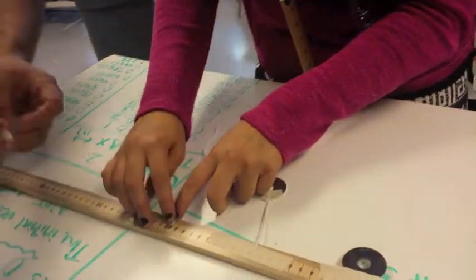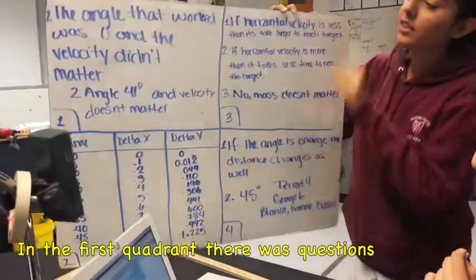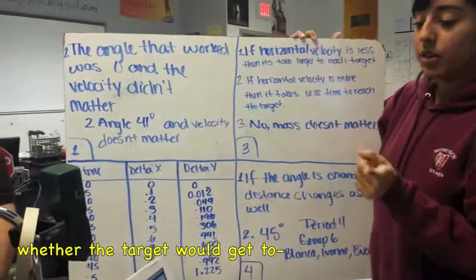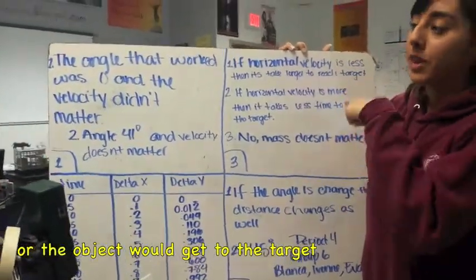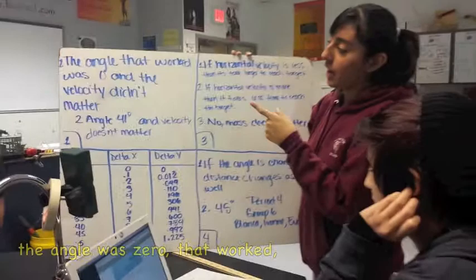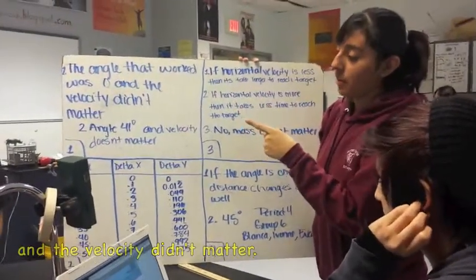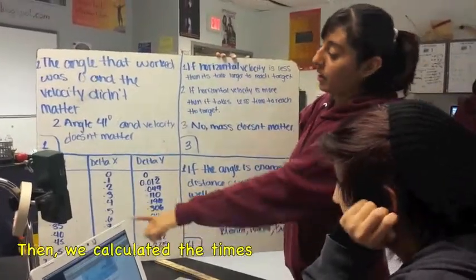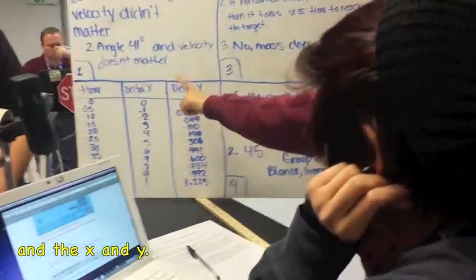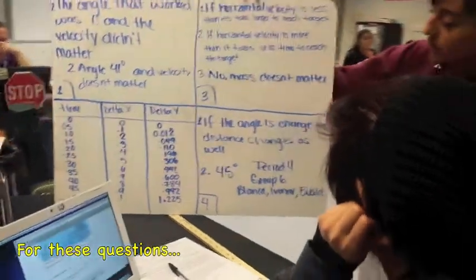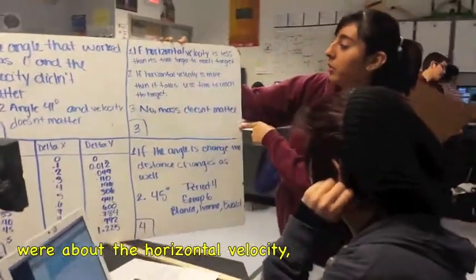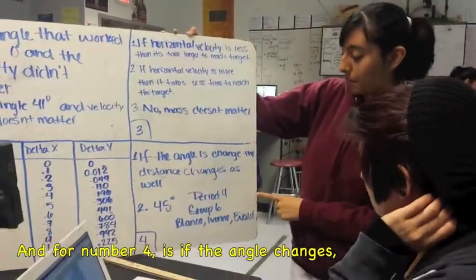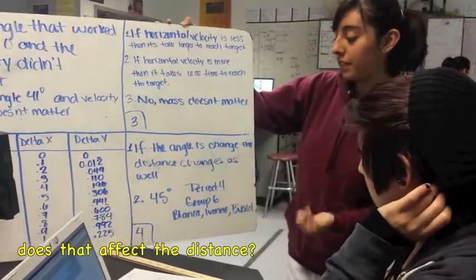Well, in the first quadrant, there were questions about whether the angle affected whether the object would get to the target. For the first simulation, the angle was 0, that worked, and the velocity didn't matter. For number 2, the angle was 41, and the velocity didn't matter either. Then we calculated some times of the x and the y, and for these questions, about the horizontal velocity, if that changes. For number 4, if the angle changes, does that affect the distance?